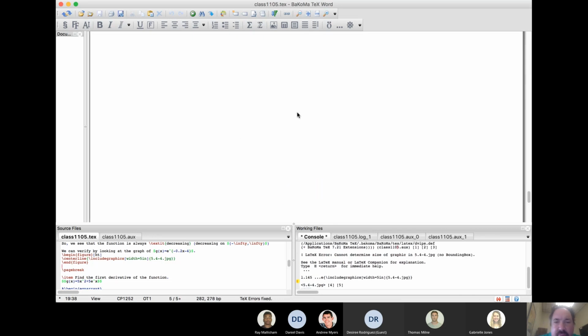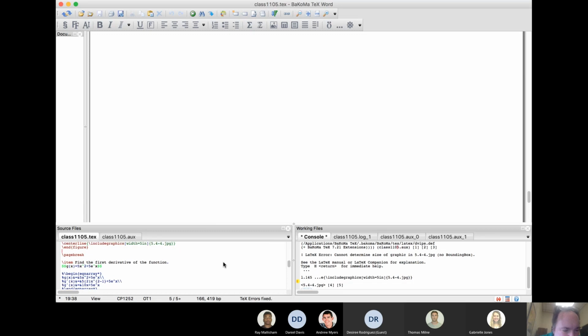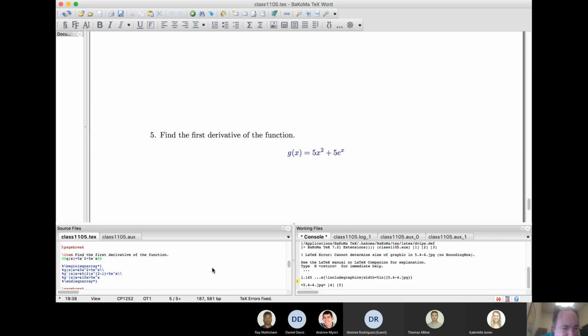Okay, I guess this is where we'll be putting a graph if it wanted to show it, but apparently it doesn't want to. I made one last ditch effort to try to put that in there.